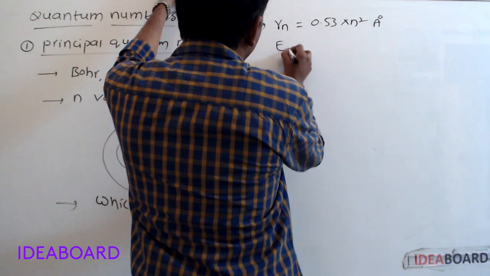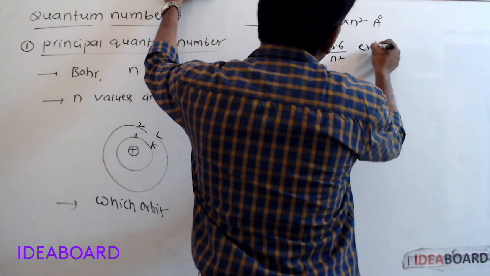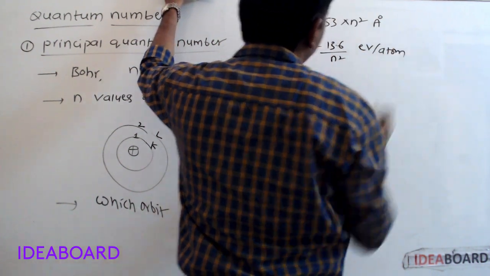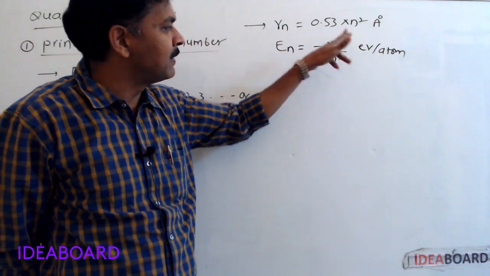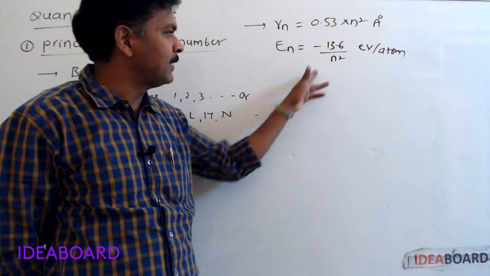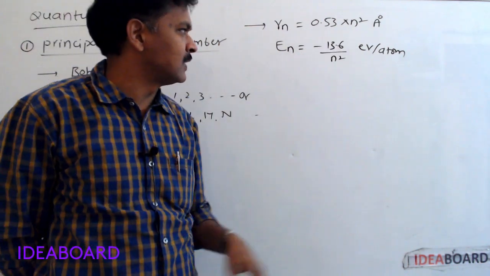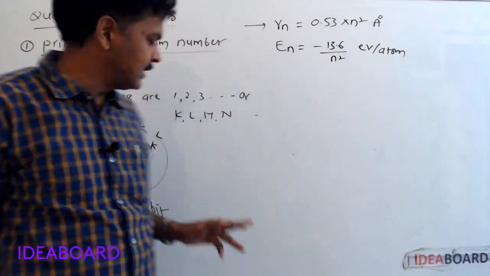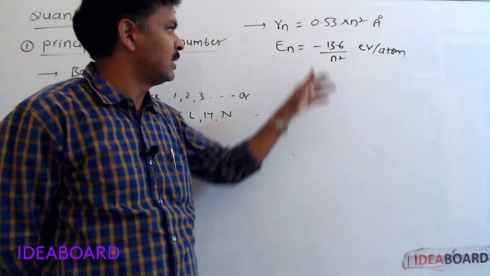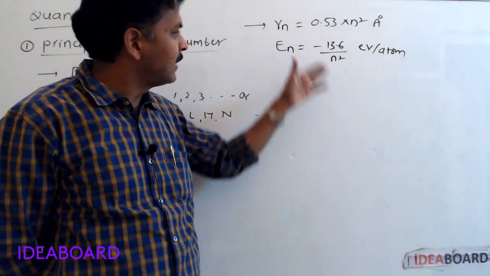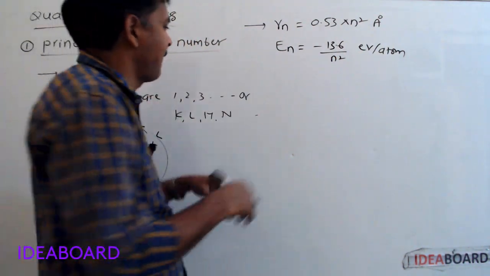And the energy of the nth orbit, En, is equal to minus 13.6 by n² electron volts per atom for hydrogen. Here n is the orbit number. If n is equal to 1, then minus 13.6 by 1², which is minus 13.6 electron volts per atom; the energy of the first orbit of hydrogen. For the second orbit, minus 13.6 by 2², that is minus 13.6 by 4.